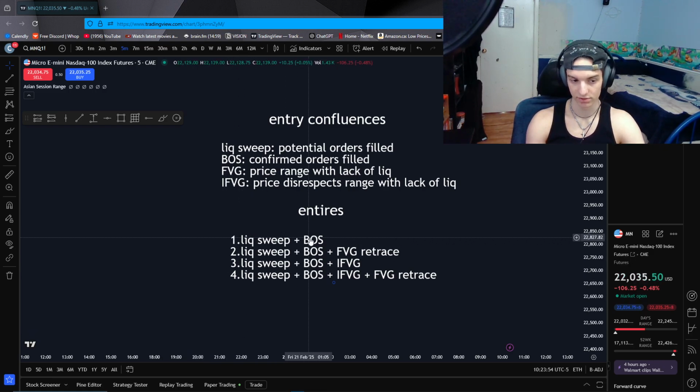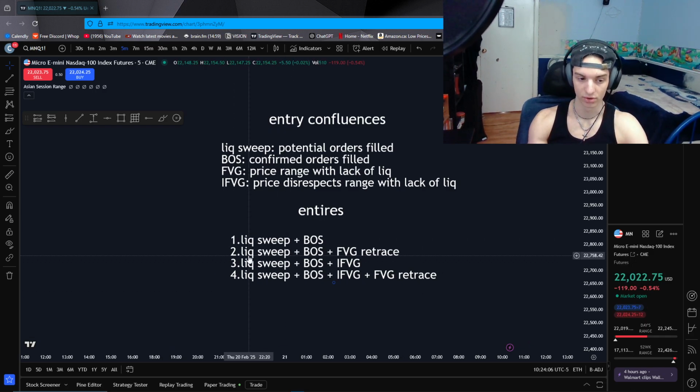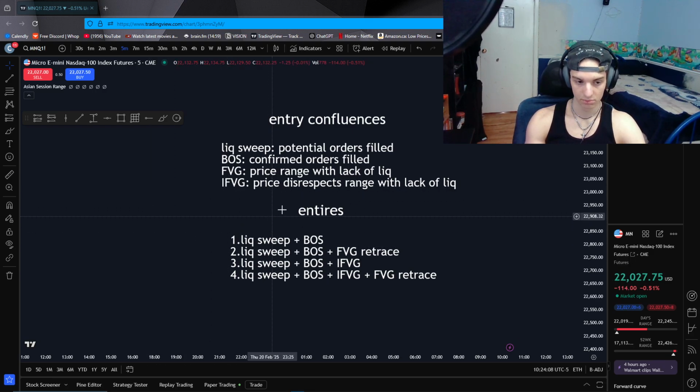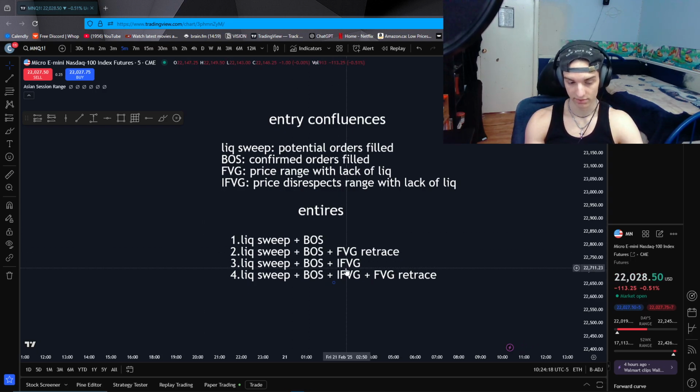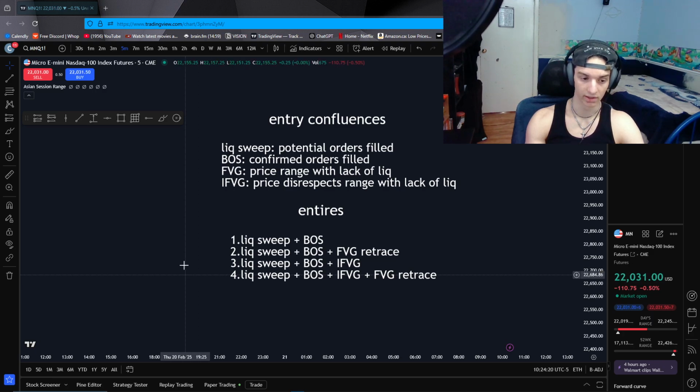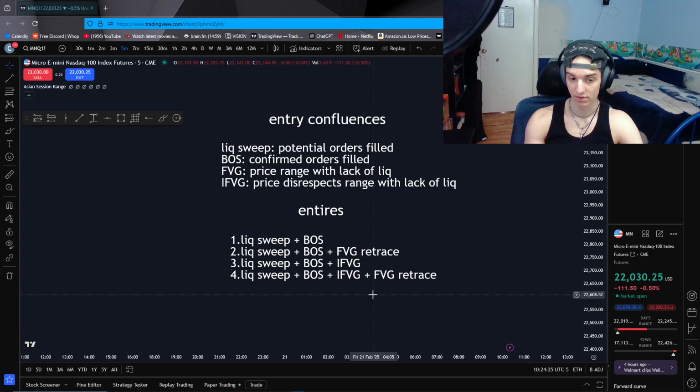Liquidity sweep, then break of structure. You guys will always see liquidity sweep first. Always, always, always. If we don't have a liquidity sweep, we do not enter a trade. We need a liquidity sweep every single trade. Okay? Liquidity sweep plus break of structure. Then liquidity sweep plus break of structure plus fair value gap retracement. Then liquidity sweep plus break of structure plus inverse fair value gap. Then finally liquidity sweep plus break of structure plus inverse fair value gap plus fair value gap retracement.